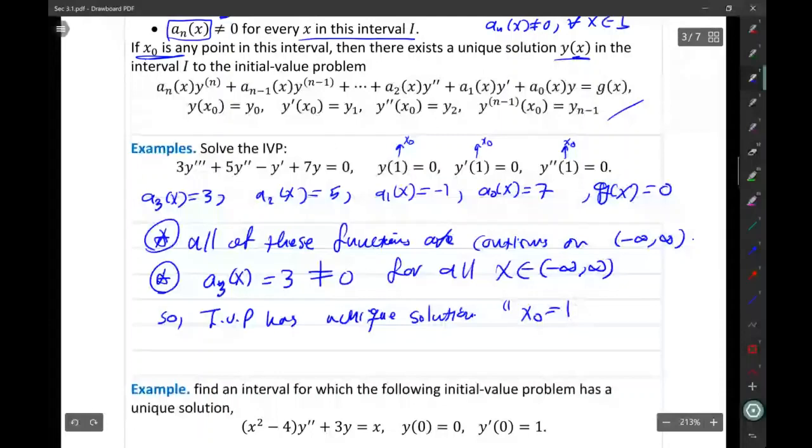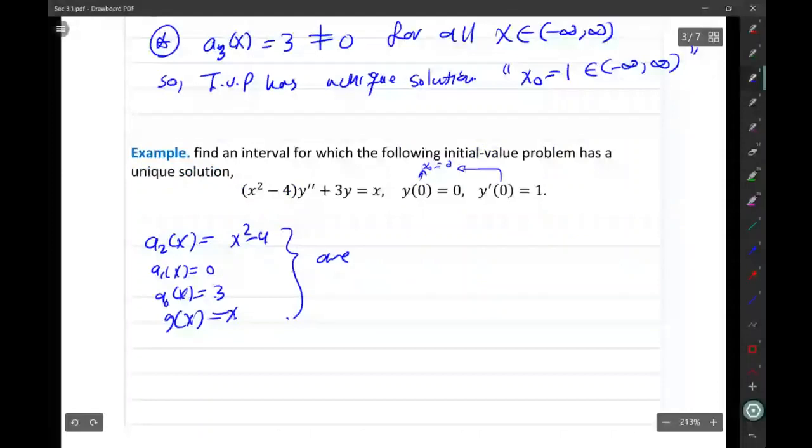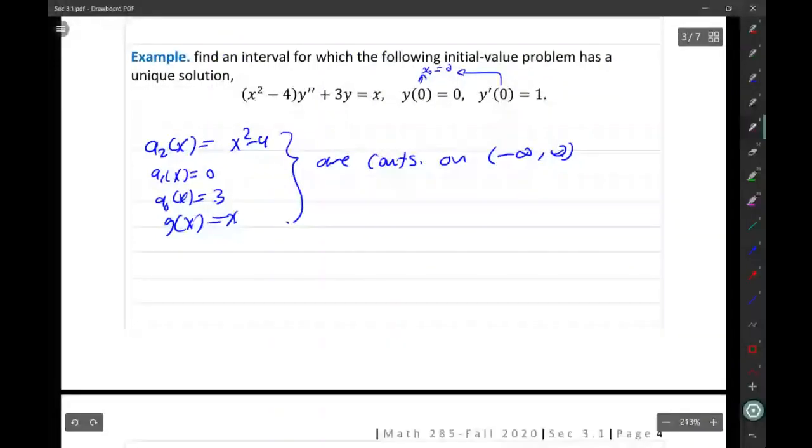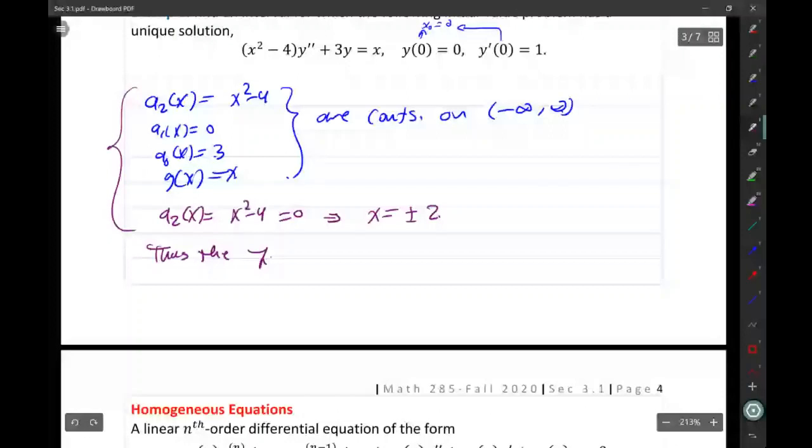All of these functions are continuous on the interval from minus infinity to infinity, which is the first condition here. We have to see on which interval a2(x) is not equal to 0. This is the most important thing I need. a2(x) is equal to x squared minus 4. This becomes 0 when x is equal to positive or negative 2. And we satisfy those two conditions, thus the interval is from minus 2 to 2.